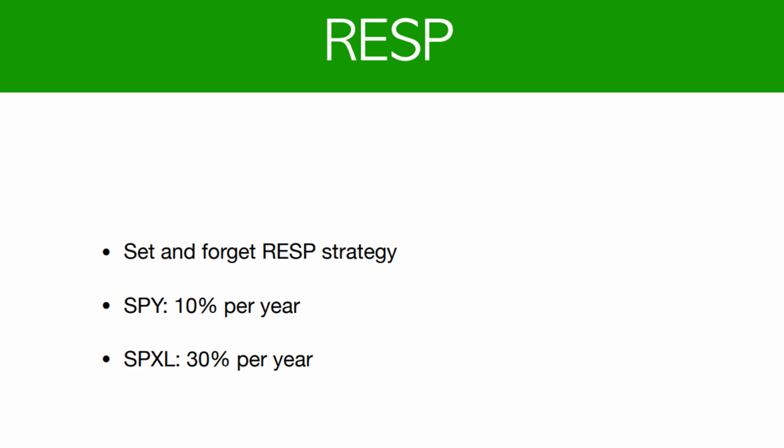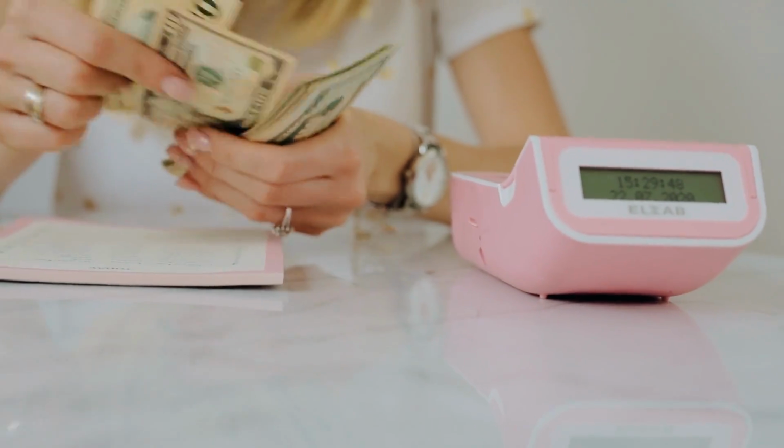The first one is the S&P 500, SPY, which gets approximately 10% a year. And the second one is SPXL. So even though you cannot use options in RESP, you should be able to invest in SPXL, which gives you around 3 times the return of SPY. So it's approximately 30% return a year.